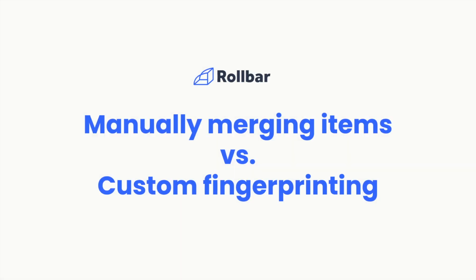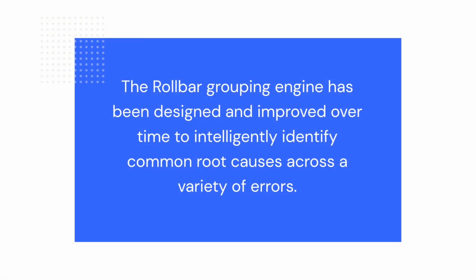This video will introduce item merging and custom fingerprinting, the two most common ways for users to optimize grouping. The Rollbar grouping engine has been designed and improved over time to intelligently identify common root causes across a variety of errors. However, in many cases you will need to fine-tune the initial grouping to provide a fully optimized experience that is specific to your team and use case.